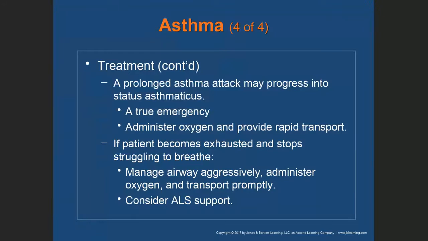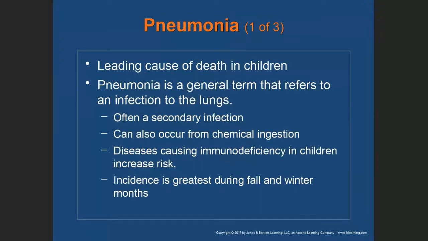A prolonged asthma attack may progress into status asthmaticus, which is a true emergency. This is an asthmatic attack that does not improve with conventional treatment. Administer oxygen and provide rapid transport if the patient becomes exhausted and stops struggling to breathe. Manage their airway aggressively. Give oxygen, transport promptly. Consider ALS.